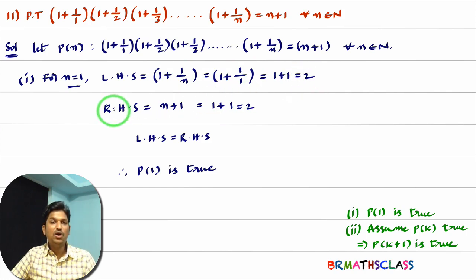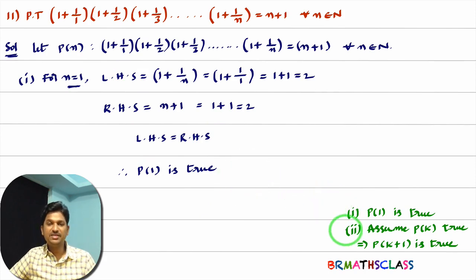Okay. Now I'll consider the RHS of p of n. What is the RHS of p of n? N plus 1. In this, wherever n is there you write 1. 1 plus 1 is 2. So what happened here? LHS equals RHS. So what can I say? I can say that p of 1 is true. So we proved that p of 1 is true.